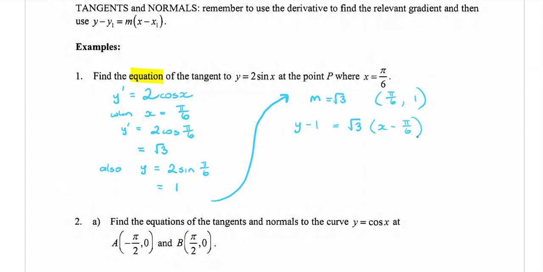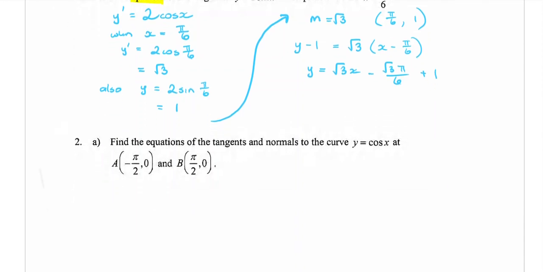I'm going to leave this in gradient intercept form. So let's expand it out and move the 1 over to the other side. So I'll do it in one step even. Y equals root 3x minus root 3 times the pi over 6, and then plus the 1 on the end. So this part here, there's my gradient x, so it's the mx. That whole thing there is the y-intercept. It's just not a very nice one.